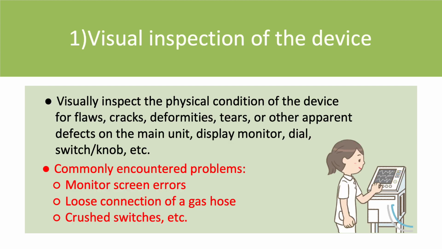The first part of the pre-use inspection is a visual inspection of the physical condition of the device. Check the entire unit for any damaged parts, and also for looseness if there are any connection parts. Frequently reported troubles include monitor screen errors, loose connections between the gas hose and the main unit, and crushed operation switches.